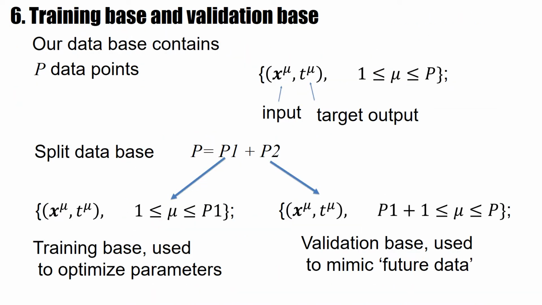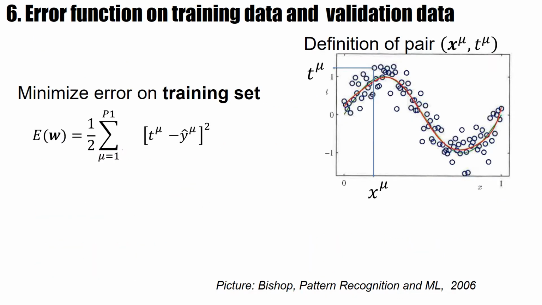For all regularization methods, we always split the database into two parts. We put one part of the data in the so-called training base that is used to optimize the parameters, and put the other part into the validation base that's sort of used to mimic future data. The two data sets are used in a slightly different way.